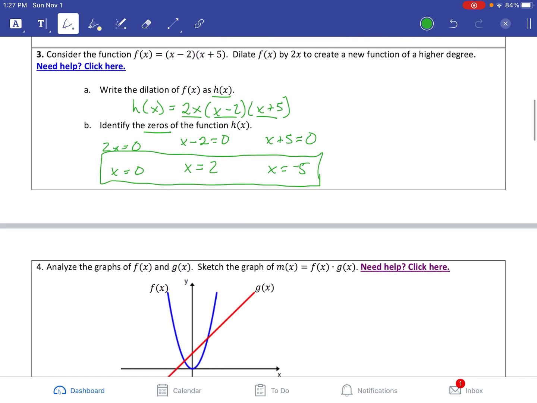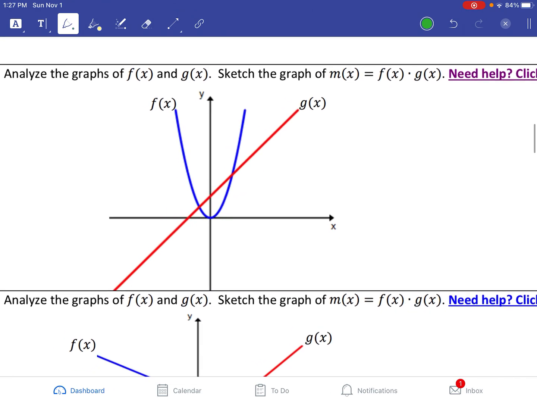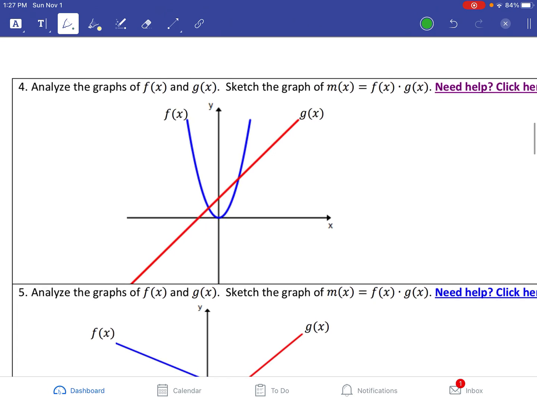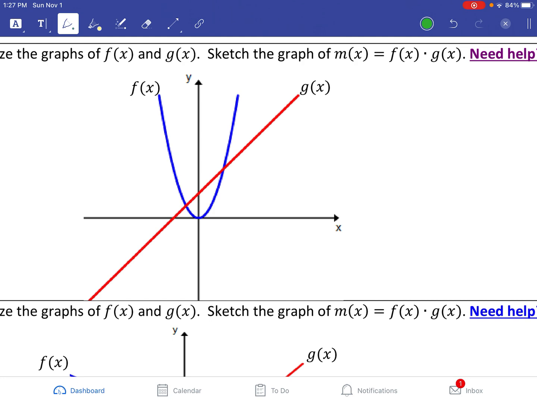Okay. Next, analyze the graphs. So we're going to make a new sketch of m of x. To do this, we're going to put points where our graphs cross the x-axis. So there's a point here, and there's a point right there. Because all that parabola, that blue line, does is hit the origin, which is 0, 0, and then it goes back up. It does not go through.